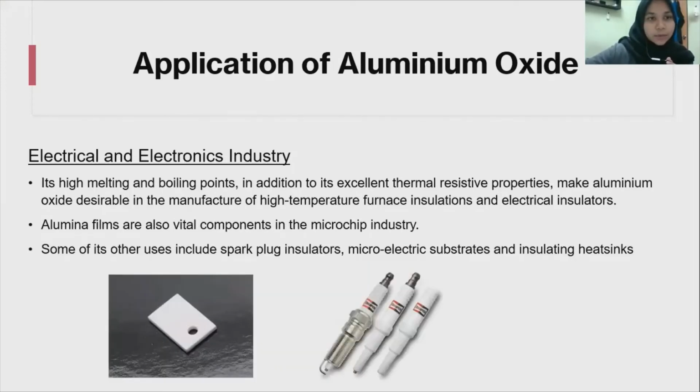So now for electrical and electronics industry, aluminum oxide has high melting and boiling points in addition to its excellent thermal resistive properties. So this makes aluminum oxide desirable in the manufacture of high temperature furnace insulations and also electrical insulators. Alumina films are also vital components in the microchip industry. Some of its other uses include spark plug insulators, microelectric substrate, and also insulating heat sinks.